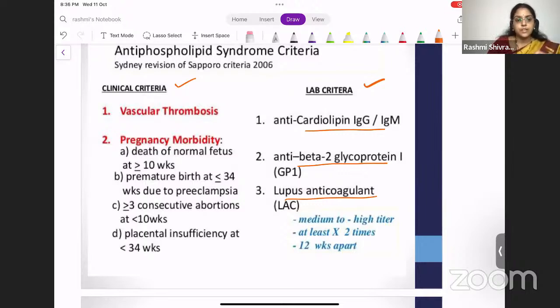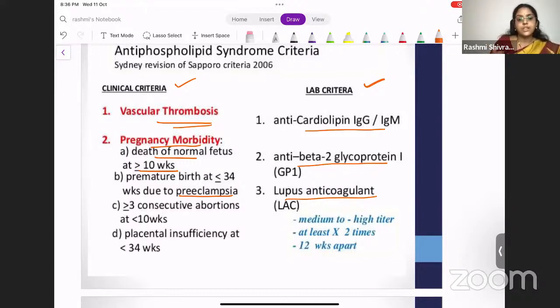These are the lab criteria, whereas the clinical criteria will have vascular thrombosis, arterial or venous thrombosis. Most commonly, venous thrombosis is seen in these patients. And pregnancy morbidity. How do you define pregnancy morbidity? Mainly death of a normal fetus at more than 10 weeks, or premature birth of a baby at less than 34 weeks due to preeclampsia, HELLP syndrome, all those things.